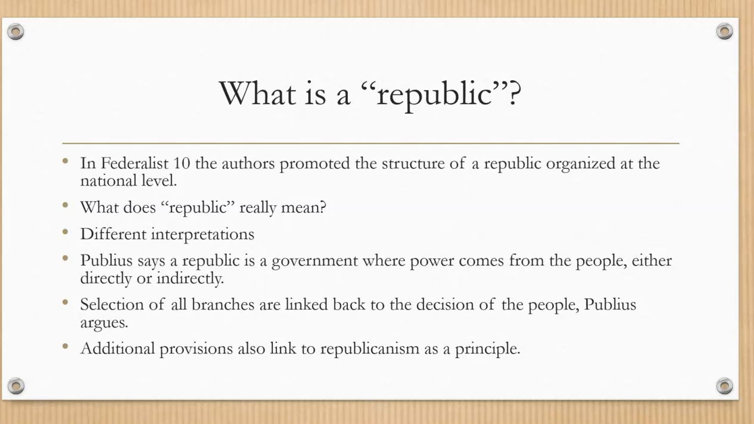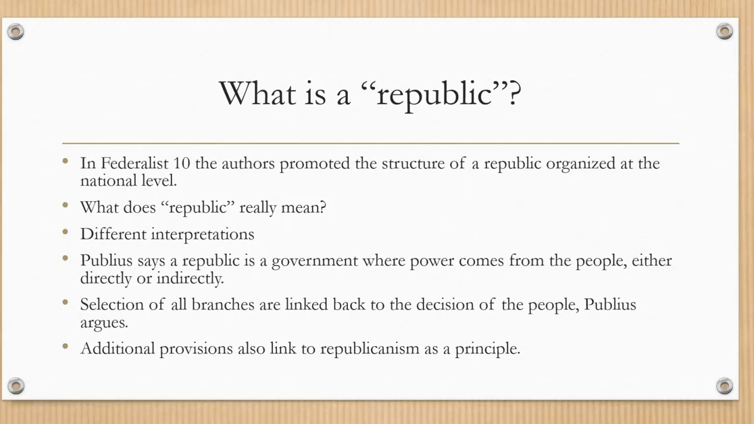So it could be a situation where voters are directly voting people into office, or it could be through more indirect means, where the voters vote for a body of people, and then that representative body goes on and votes for or selects officers for other offices. That would also qualify as a republic. So there's got to be some connection between the voters selecting the leaders and the ultimate people that lead.